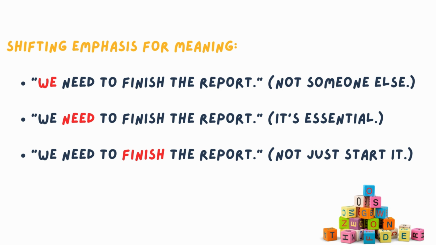In this next example, we'll see how we can shift emphasis for meaning within the same sentence. So you can either say, we need to finish the report, not someone else, but we. Or, we need to finish the report because it's essential. Or, we need to finish the report, not just start it, we need to finish it.